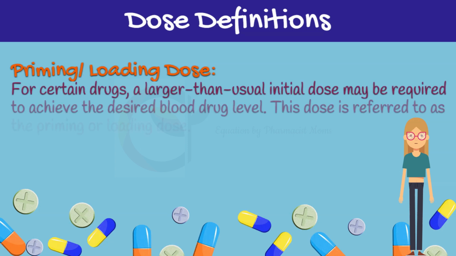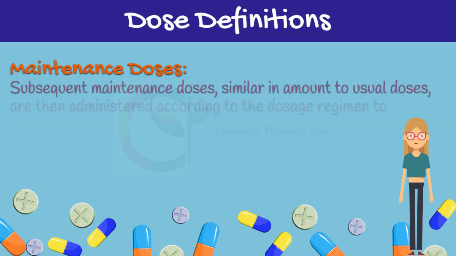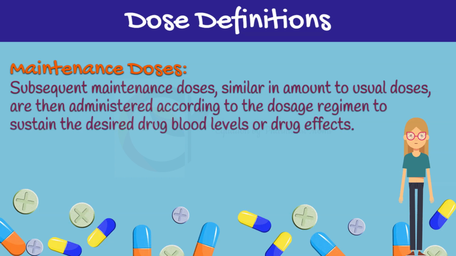For certain drugs, a larger than usual initial dose may be required to achieve the desired blood drug level. This dose is referred to as the priming or loading dose. Subsequent maintenance doses, similar in amount to usual doses, are then administered according to the dosage regimen to sustain the desired drug blood levels or drug effects.